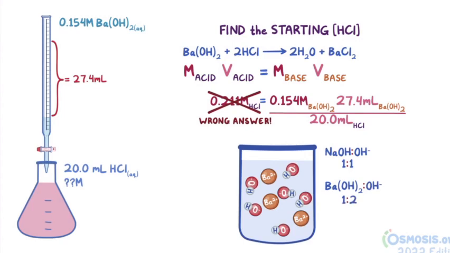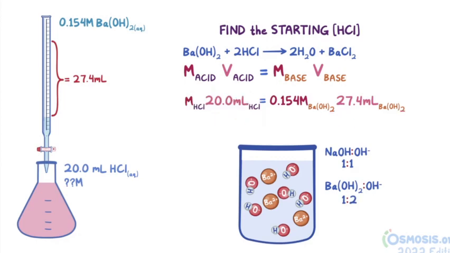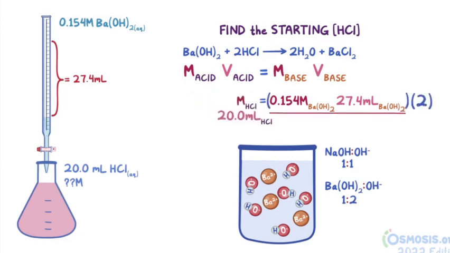So if we have a certain number of moles of barium hydroxide, we get twice as many moles of hydroxide ions in solution. Therefore, to figure out the total number of moles of base, we have to multiply the right side of the equation by 2. Now we get the correct concentration of 0.422 for hydrochloric acid.